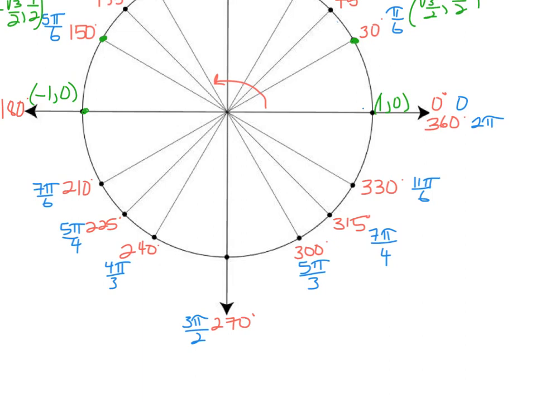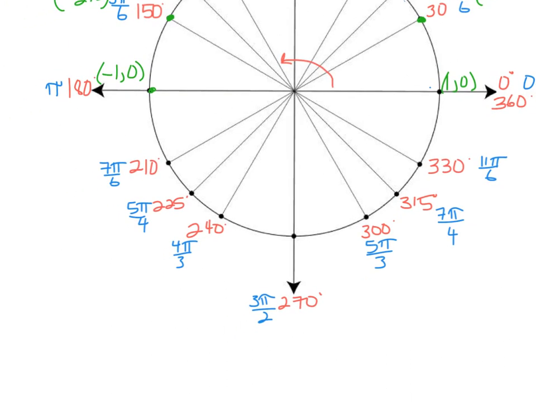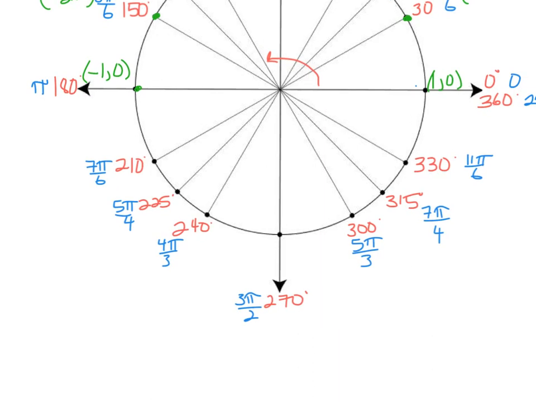And last but not least, those ordered pairs. Thinking about that symmetry, just like we had before, could you determine the ordered pairs for the rest of the circle? Pause the video and see what you can do.